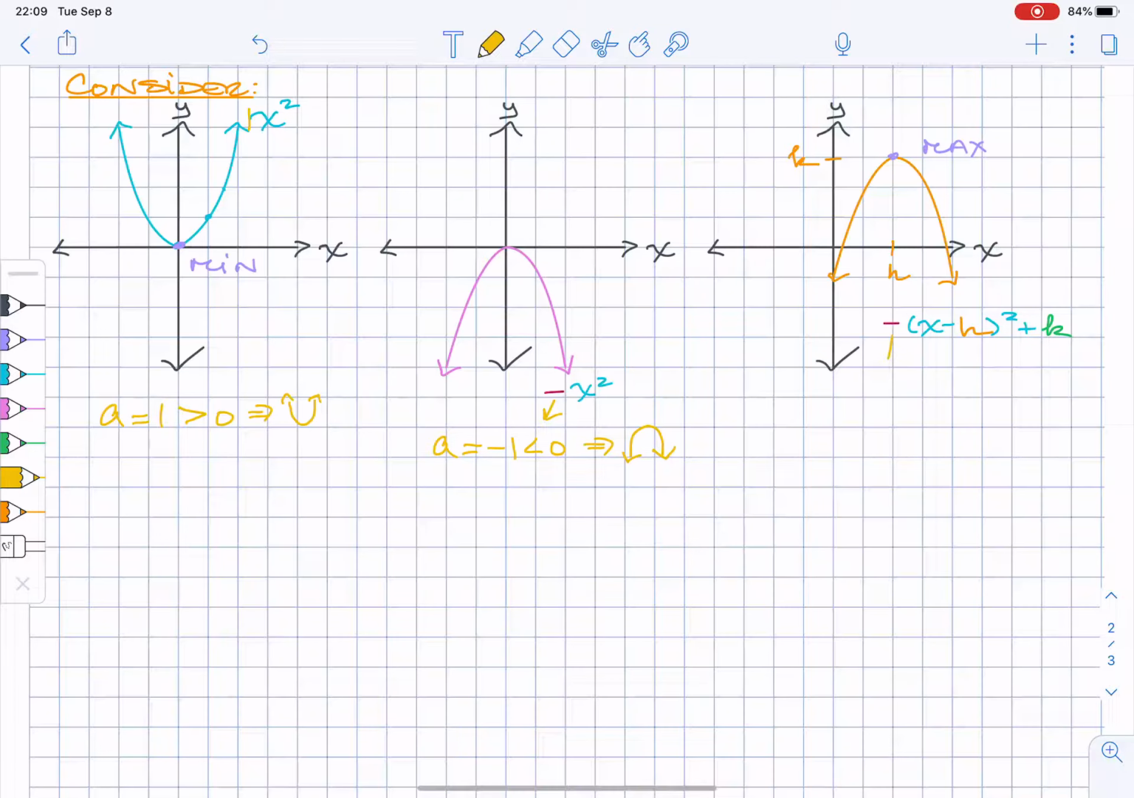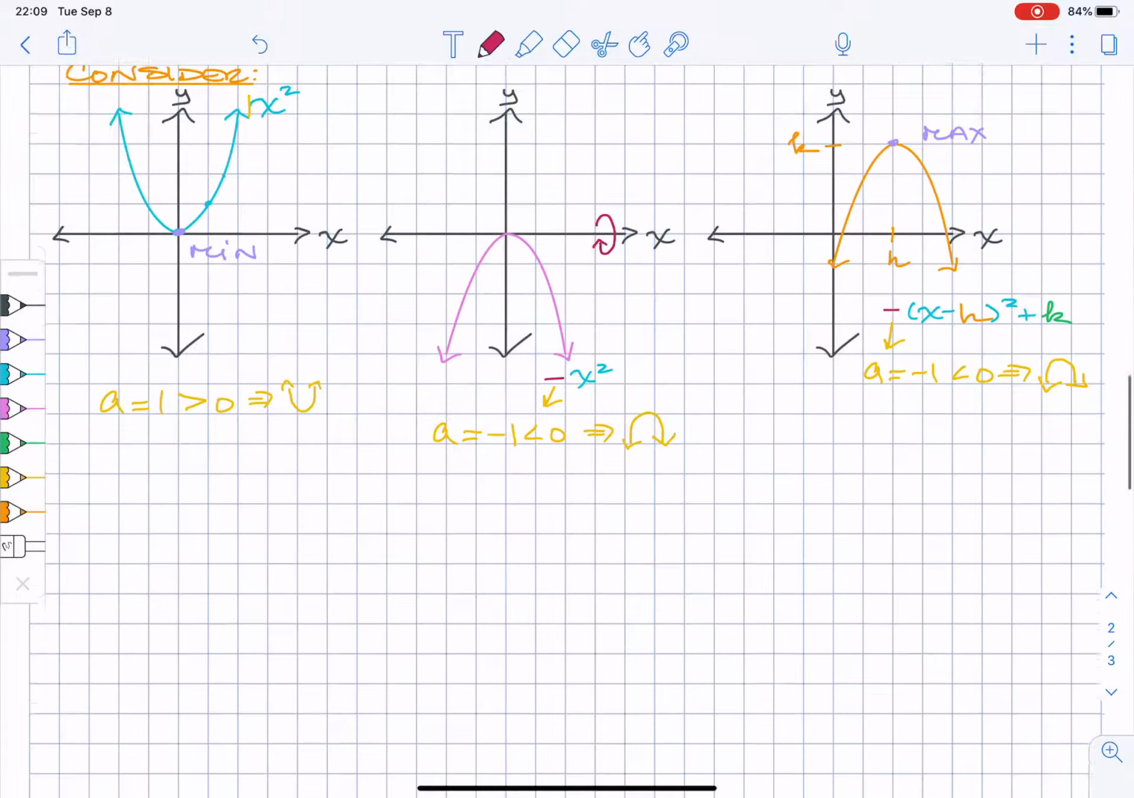And we have the same a is negative 1 here, which is less than 0. So that implies this is upside down because we flipped it across the x-axis when we did that. Remember that negative means we reflect it across the x-axis. Okay, hopefully this is making sense.